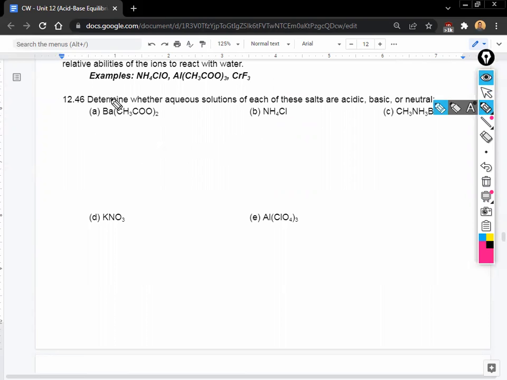One good way to do this is just to figure out what they break down into. So Ba(CH3COO)2 becomes Ba2+, and then it's going to form 2 moles of the acetate ions, CH3COO-. Now we want to figure out what they're the conjugates of. So Ba2+, what is it a conjugate of?